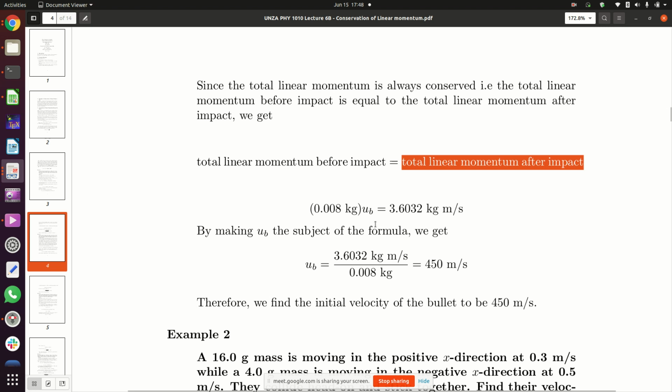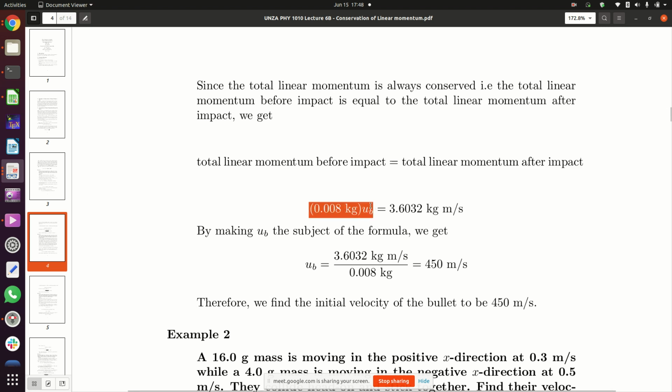So we are going to equate our total linear momentum before impact, which is this one, to the total linear momentum after impact, which is that one. With this equation formed, because we are trying to enforce the conservation of linear momentum, it becomes possible for you to find out what UB is. To find UB, we just divide both sides by this 0.08 kgs.